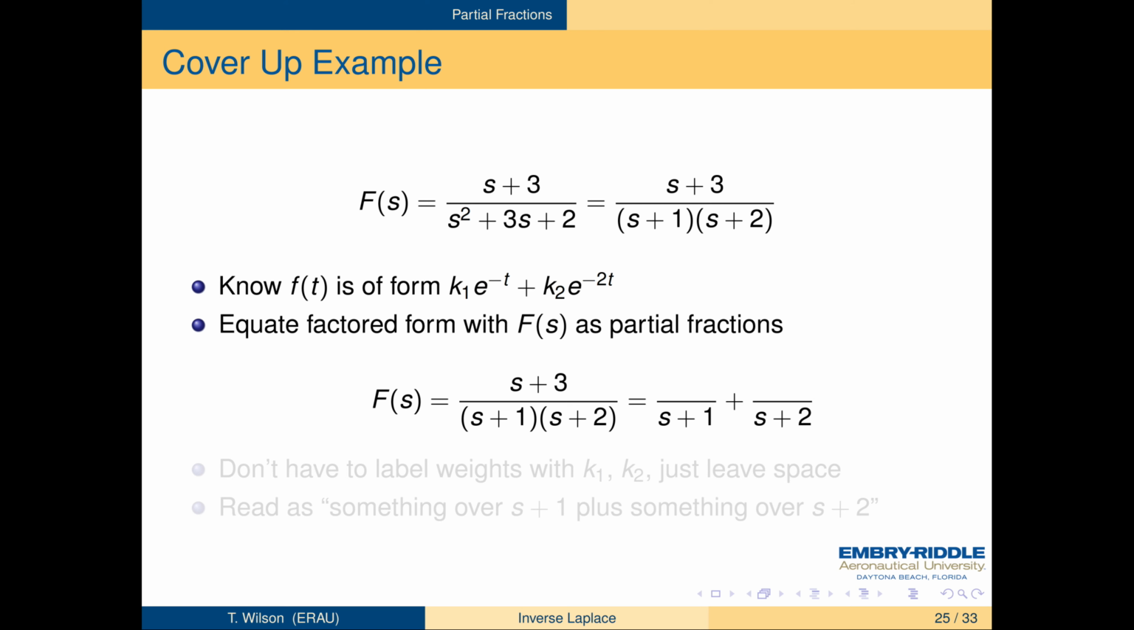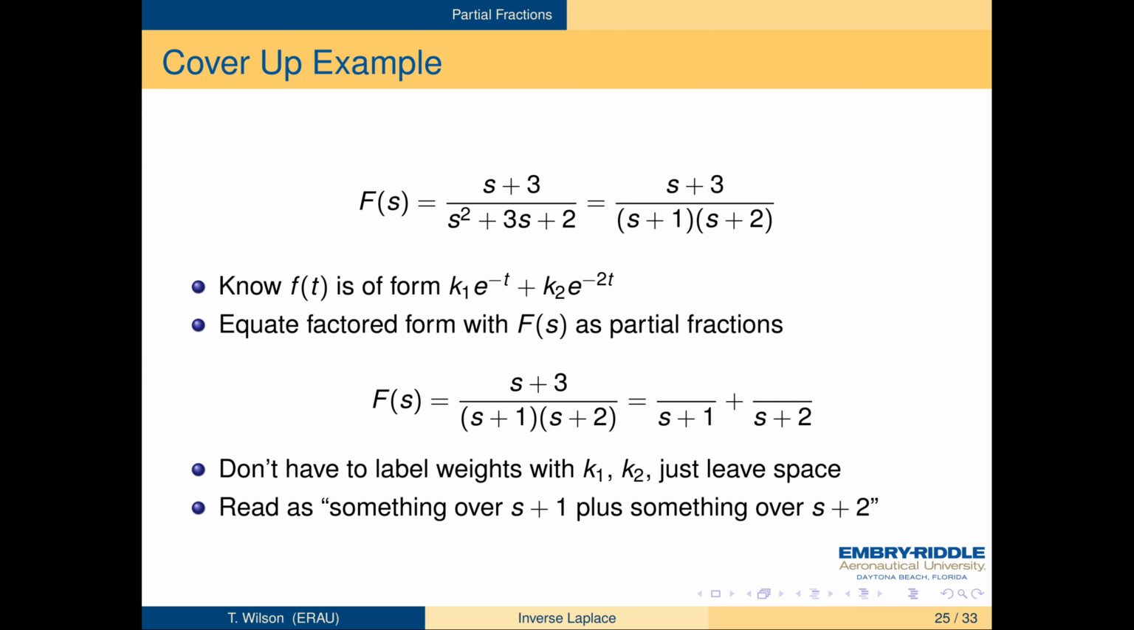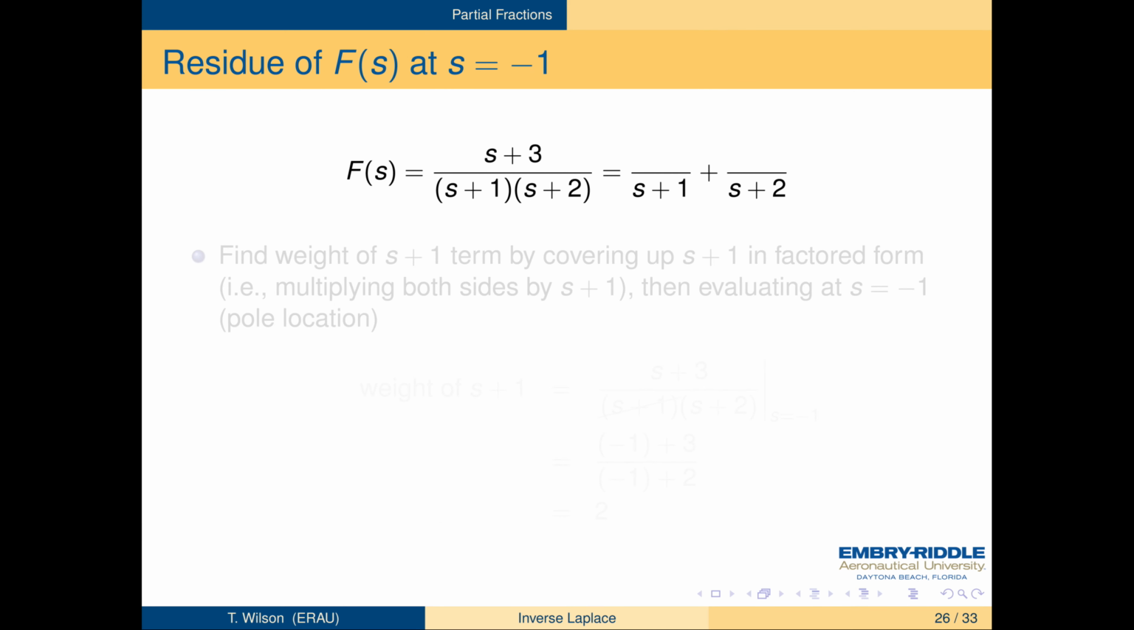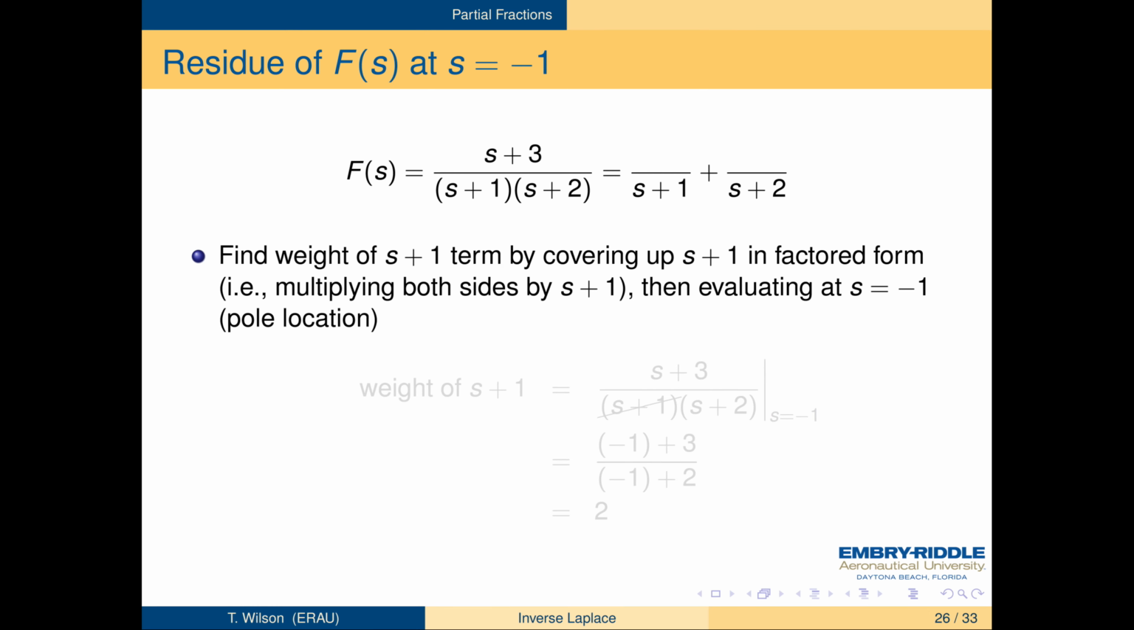We don't have to put the weights k1 and k2 over the s plus 1 and s plus 2 terms, just leave space for the values that are going to go there. We read this as something over s plus 1 plus something over s plus 2. To find the something, the weight of the s plus 1 term, the residue of F(s) at s equals minus 1, we cover up s plus 1 in the denominator of the factored form, and we evaluate what's left at s equals minus 1. Here we cover up s plus 1 in the denominator, and then we evaluate what's left at s equals minus 1, and the result is 2.